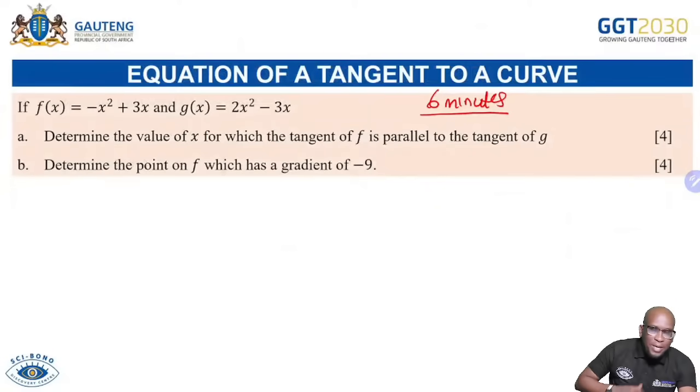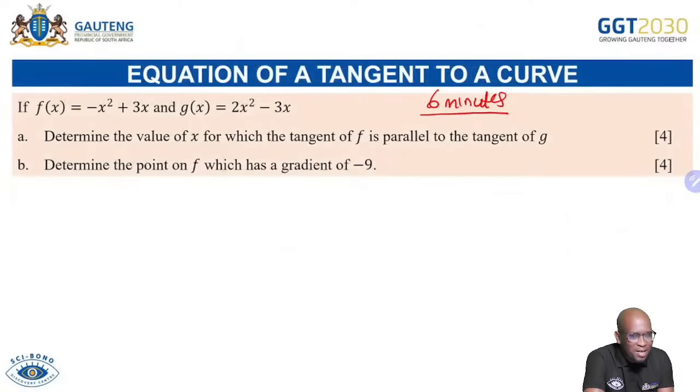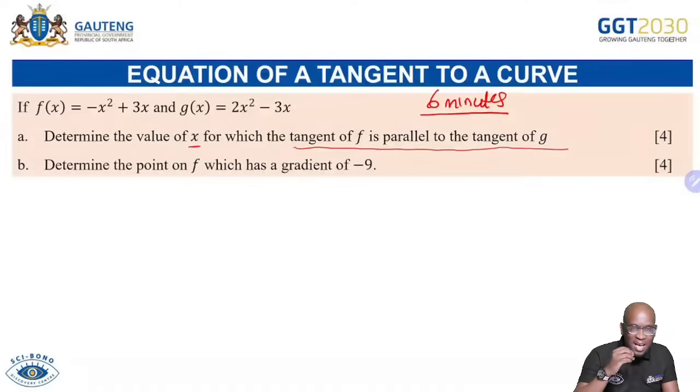Right, hello and welcome back. Now, let's look at these two interesting questions. All right, let's check the first one. If f of x is negative x squared plus 3x and g of x is 2x squared minus 3x, determine the value of x for which the tangent of f is parallel to the tangent of g. So what does that mean?